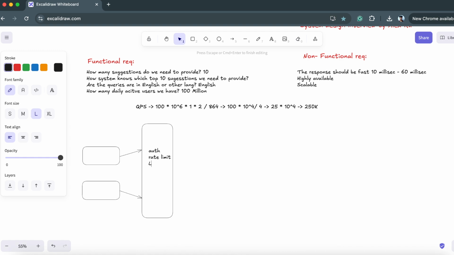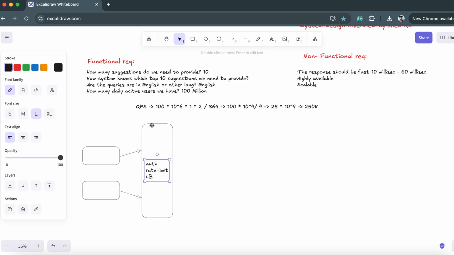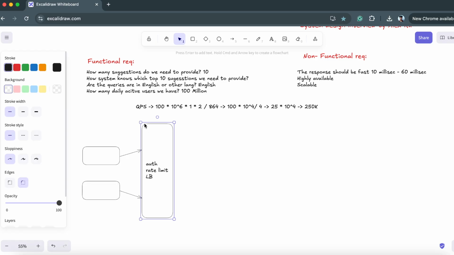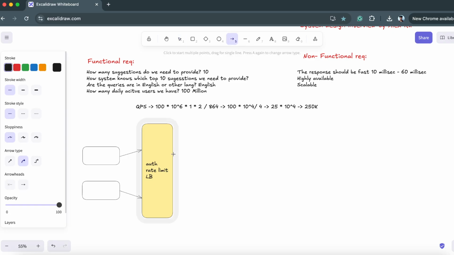Next is load balancing, all those things will be there. So this is kind of middleware. So let me change the color of this particular one. Okay, so we got middleware. Now next, we will be having two different services over here. The first one is, whenever a user types something, it is basically a query. So the first service is basically a query service.